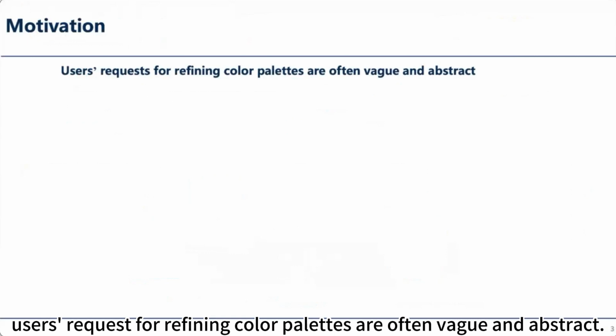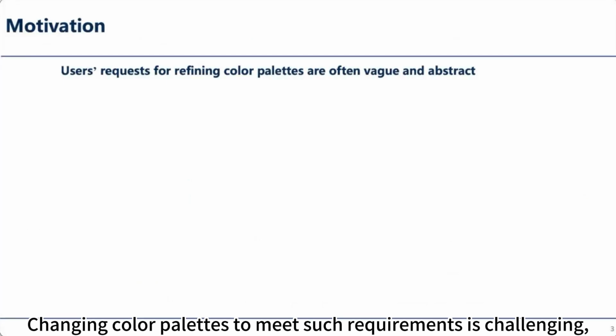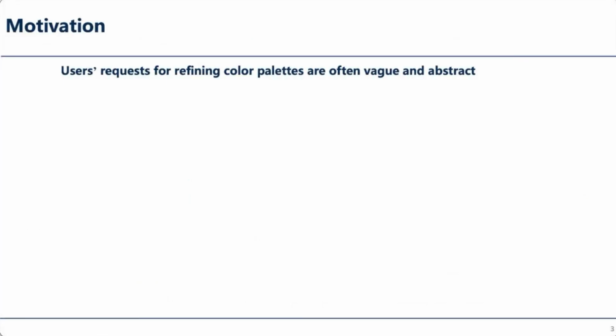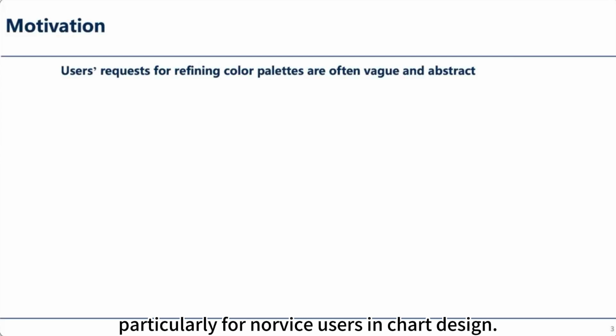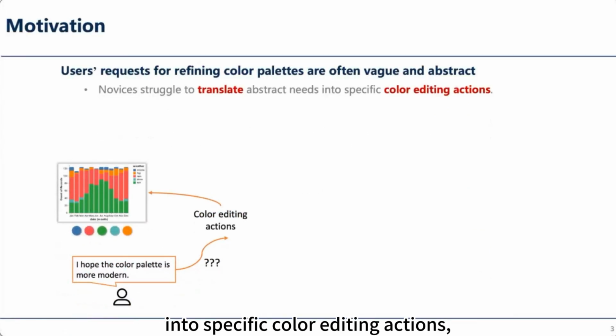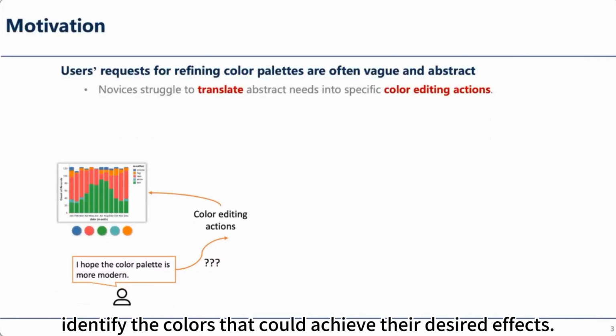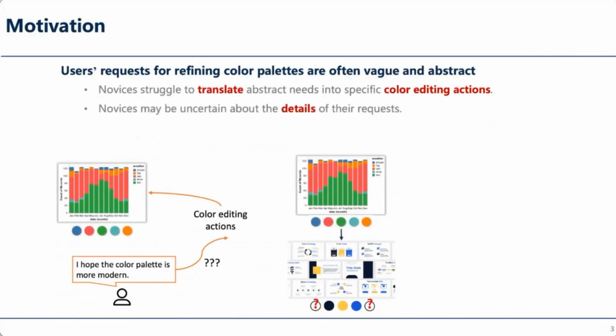Unfortunately, users' requests for refining color palettes are often vague and abstract. Changing color palettes to meet such requirements is challenging, particularly for novice users in chart design. First, novices struggle to translate abstract refinement needs into specific color editing actions, since they lack the necessary domain knowledge to identify the colors that could achieve their desired effects.